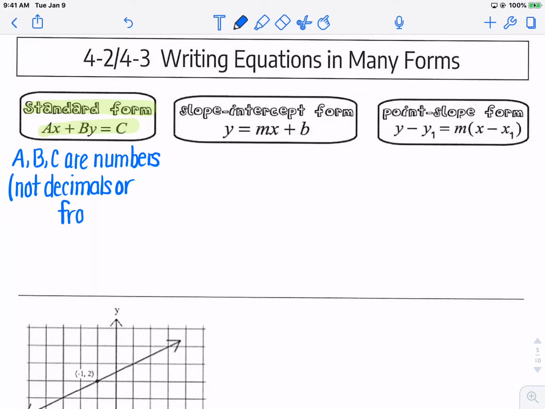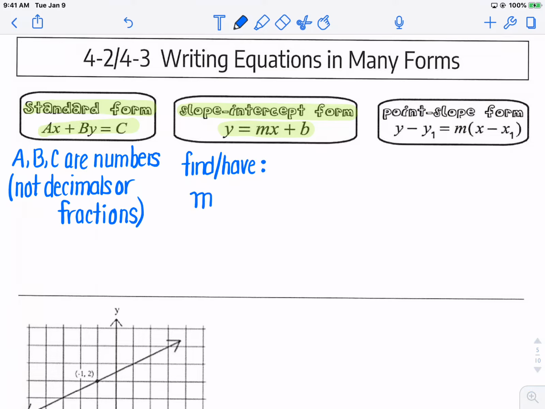We aren't going to write as many equations in standard form in this chapter, except some of the word problems may come up like that. Slope-intercept form we started working with in the last few days in 4.1. Slope-intercept form is really handy if you have or can find two different things, and you need them both.